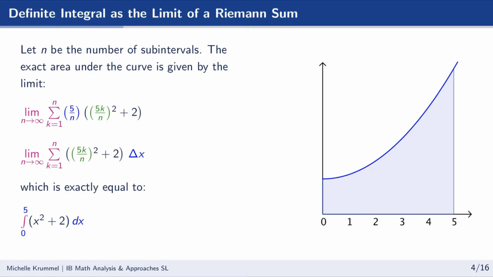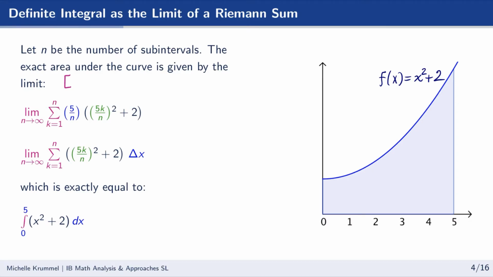Here's an example with an actual function. We have the graph on the right. This is the graph of f of x equals x squared plus 2. And we want to represent the area between the curve and the x-axis on the interval from 0 to 5. So first we're going to set up this as a Riemann sum. We're going to use the right Riemann sum. And so the interval goes from 0 to 5.